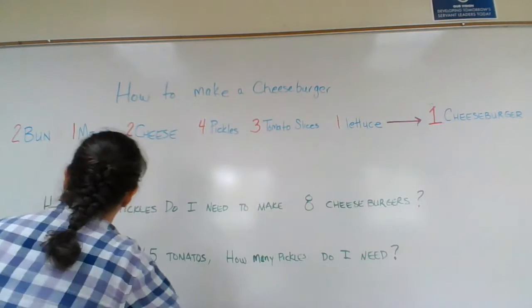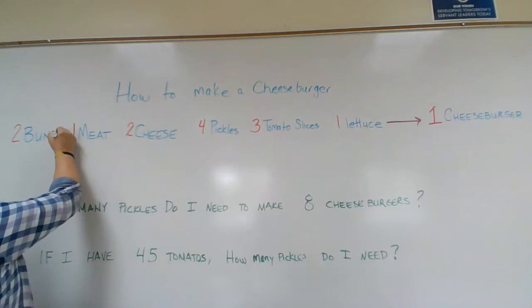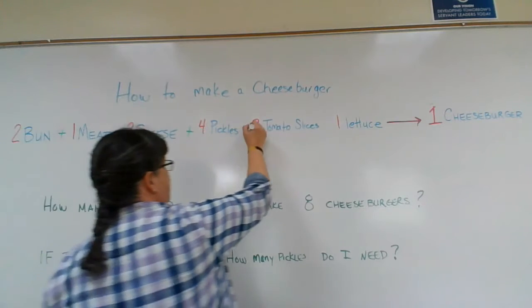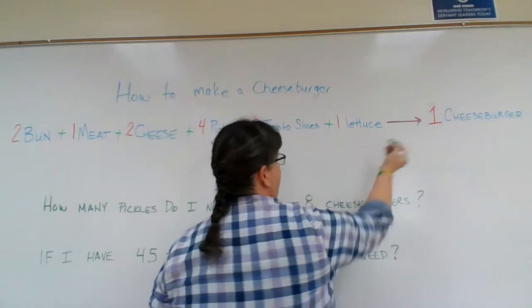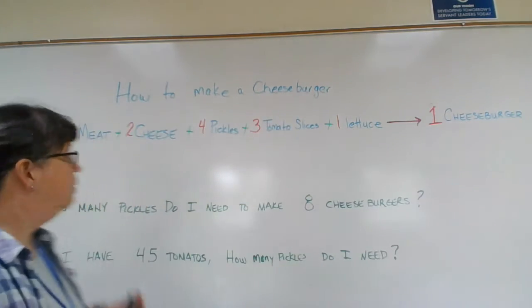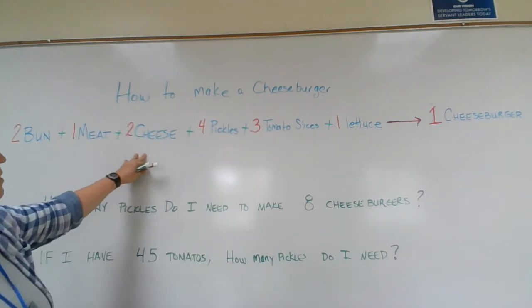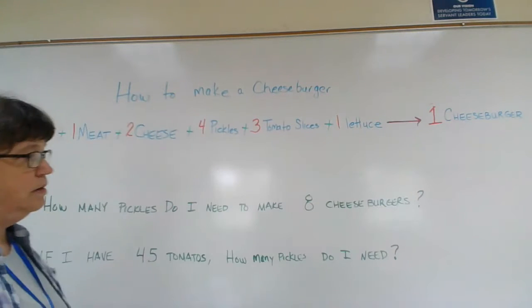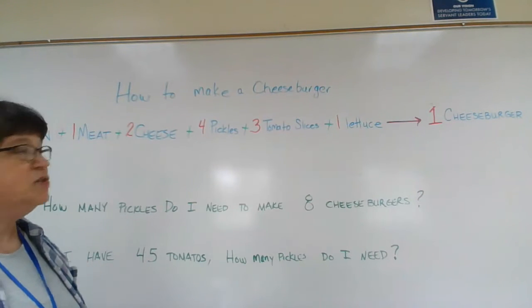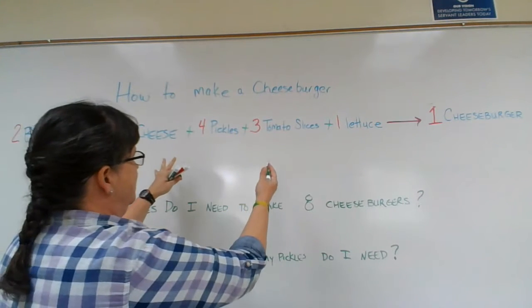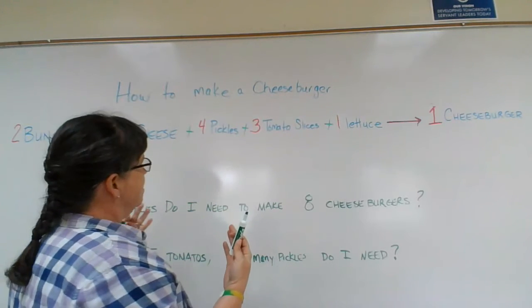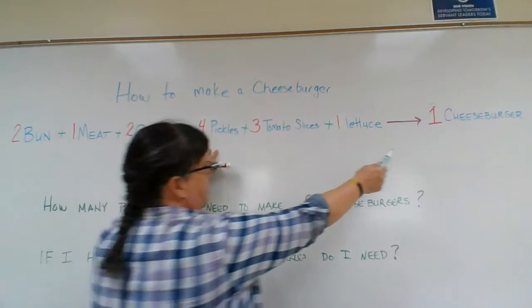So if I put plus signs between these, you will really see that this starts to look like our chemical equations, and then our yield sign. So 2 buns, 1 meat, 2 cheese, 4 pickles, 3 tomatoes, and 1 piece of lettuce are going to yield 1 cheeseburger.